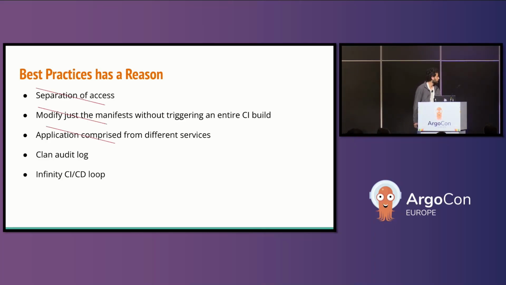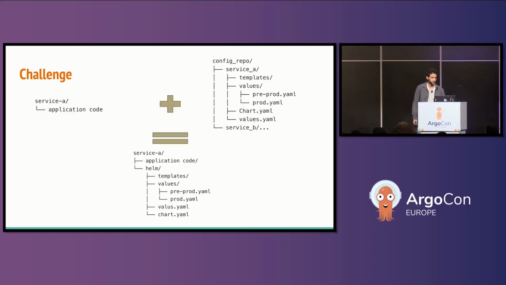So ruling out those 3, we're left with a clean audit log and the infinite CI/CD loop, in the case where you aim to commit the version back to the same repo with the application code, and then you trigger another CI, and then trigger another CI. So the question is, can we combine those 2 into one, but have a clean audit log and without an infinite CI/CD loop? And we found that the answer is yes.